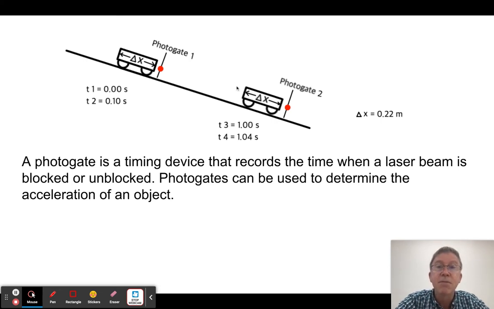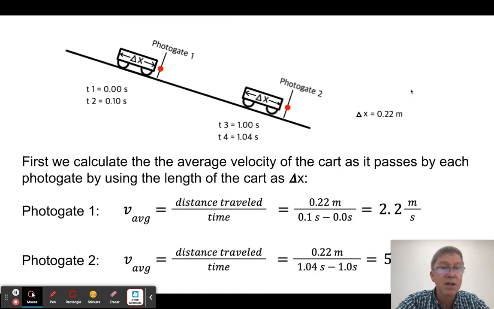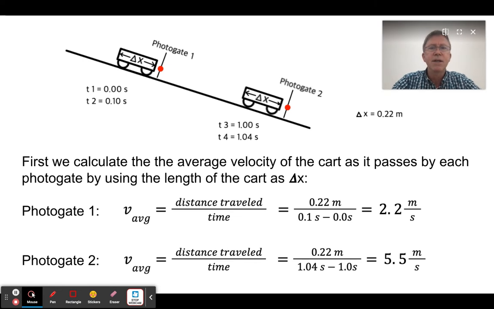The way I'm going to do this, I'm going to use this information here and this information here to solve for the average velocity here and the average velocity here, and then divide by the time it took to change between those two average velocities. All right, so work with me here. Okay, I'm going to move myself out of the way. There you go. Okay. So at photo gate 1, the distance traveled was the length of the cart, which is 0.22 meters. So 0.22 meters divided by the amount of time it took to pass here, the difference between these two, which is 0.1 seconds.